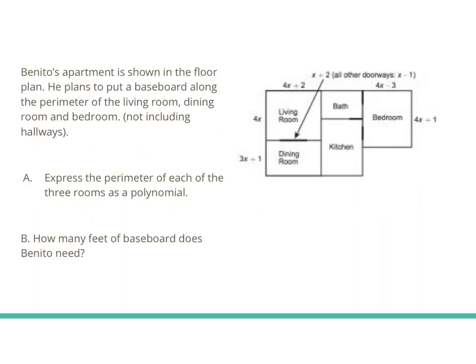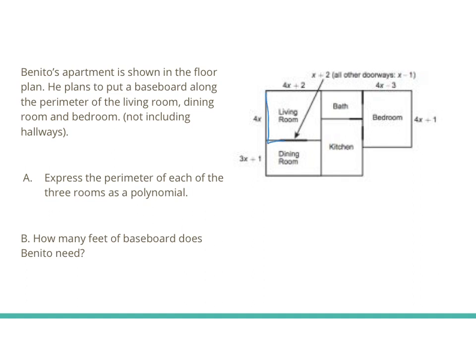Our next problem is an application problem. We have Benito's apartment shown in the following floor plan. We can see the diagram on the right here. We have his floor plan, and he plans to put baseboard along the perimeter of the living room, which you see at the top left, the dining room, which is the bottom left, and then the bedroom, which is the top right, not including the hallway. So I'm going to identify those three rooms.